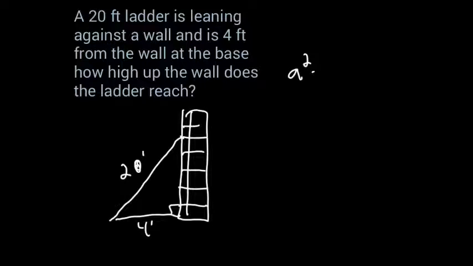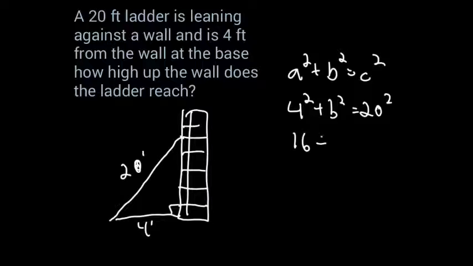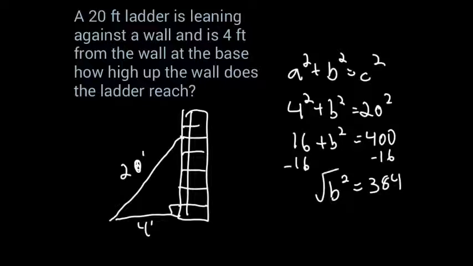So A squared plus B squared equals C squared. Here we're given a leg and the hypotenuse. So I'm going to do 4 squared plus B squared equals 20 squared. So 4 squared is 16 plus B squared equals 20 squared, which is 400. Now I'm going to subtract 16 from both sides and get B squared equals 384. So I need to square root that. The square root of 384 is going to be a little bit less than 20.